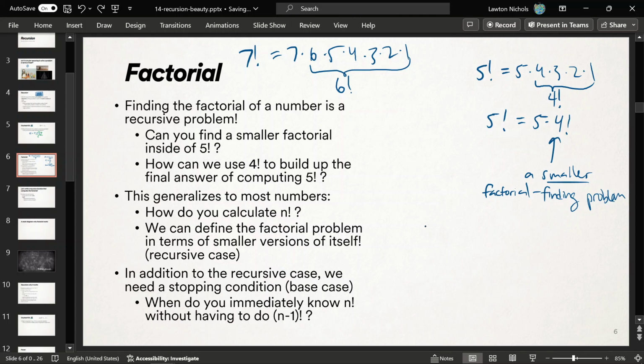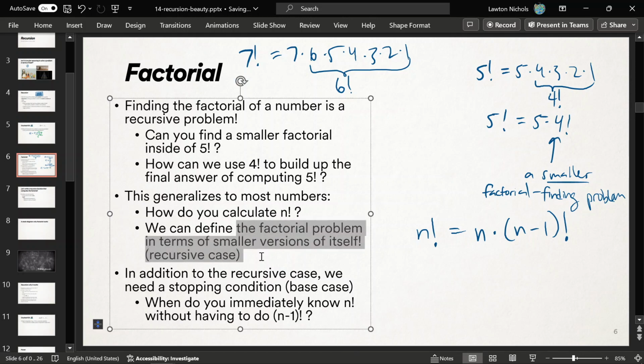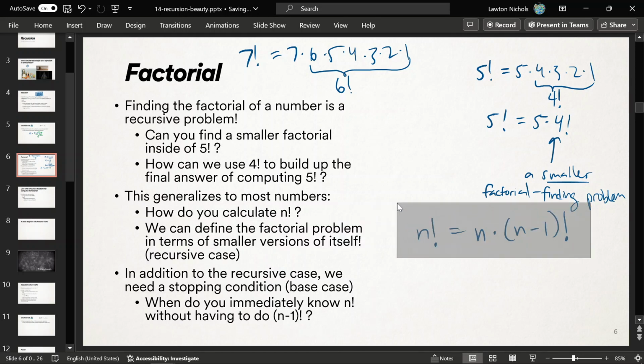How do you calculate n factorial in general? Just follow this pattern, right? n factorial is equal to n times n minus 1 factorial. See that secret there? n factorial is equal to n times n minus 1 factorial, most times. See that? That's us defining the factorial problem in terms of smaller versions of itself. And this is called the recursive case of the solution. So I'll write that in green.